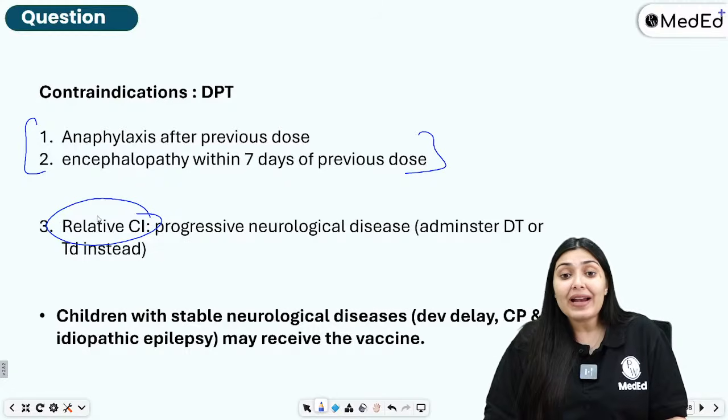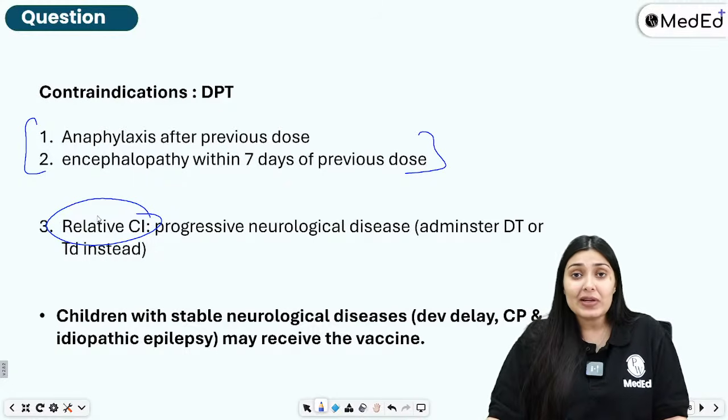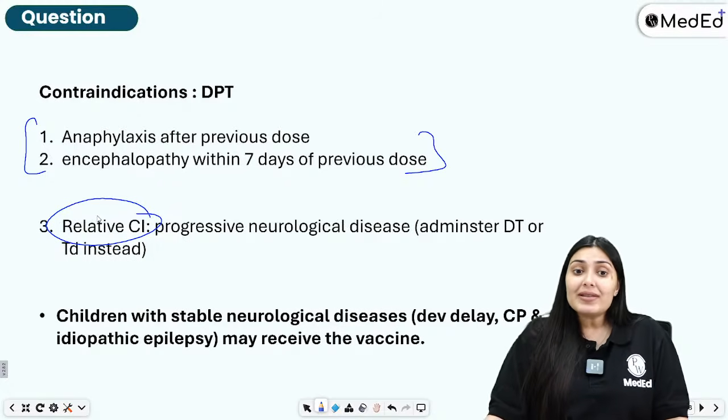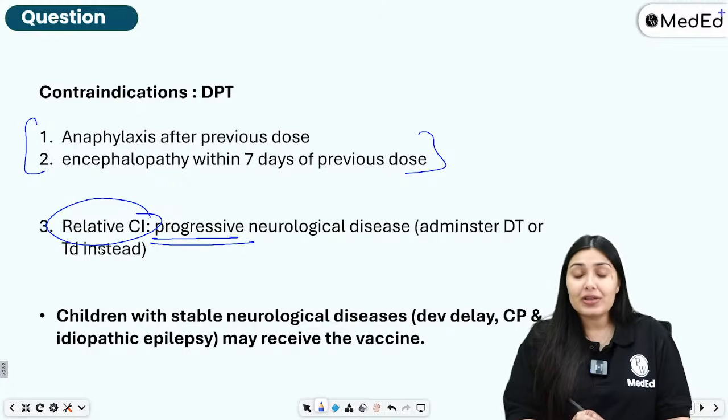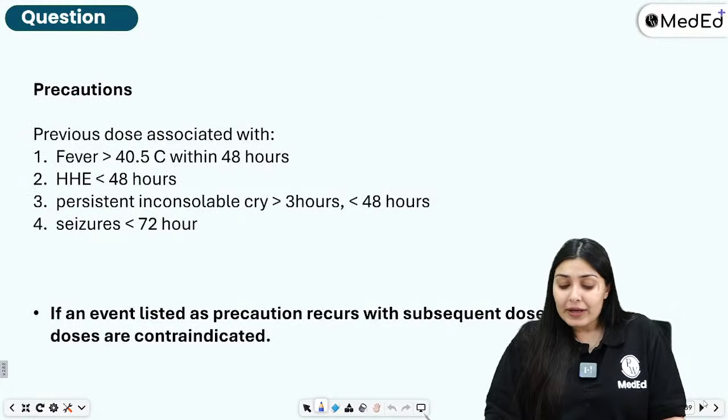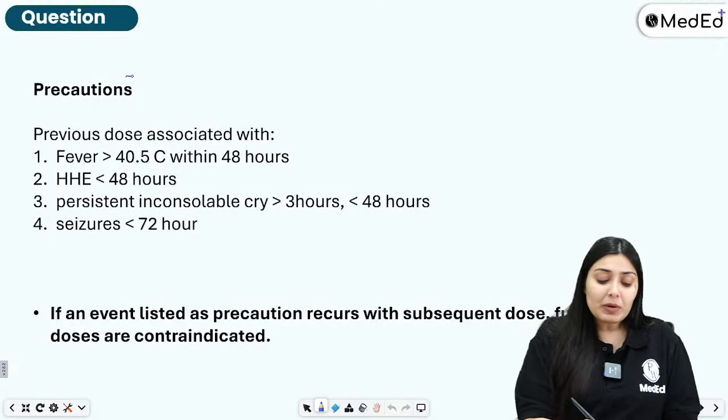Remember, if the child has stable neurological disease like developmental delay, cerebral palsy, idiopathic epilepsy, then they can receive the vaccine. Just in cases of progressive neurological disease, you have to omit the pertussis component. This was all about contraindications. Now there is something known as precautions. What do I mean by precautions?